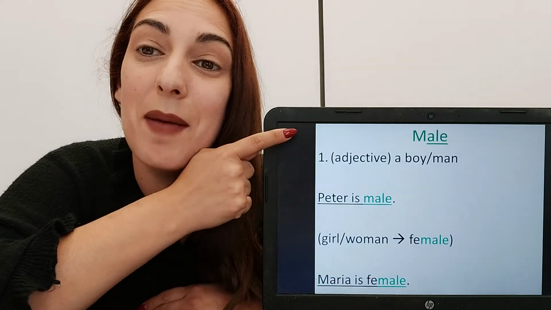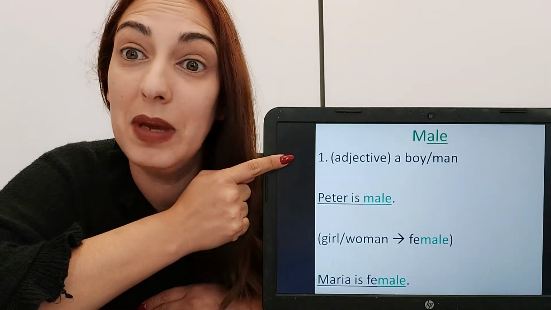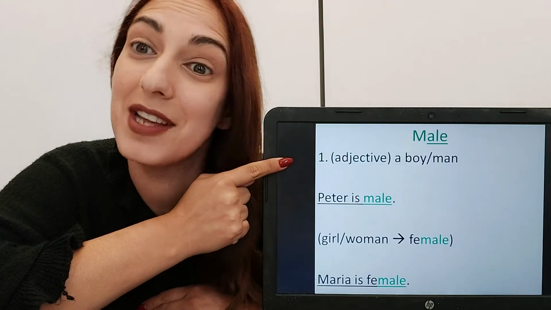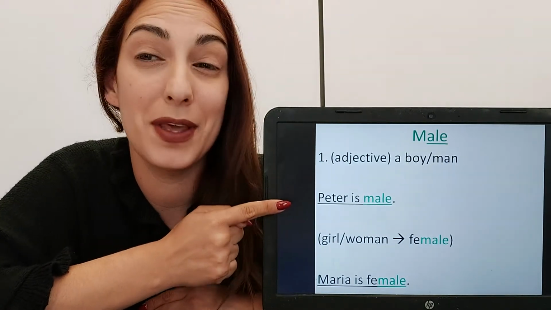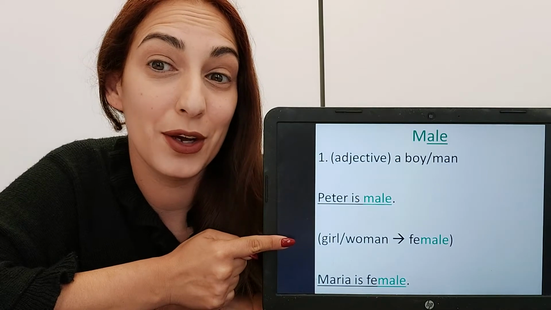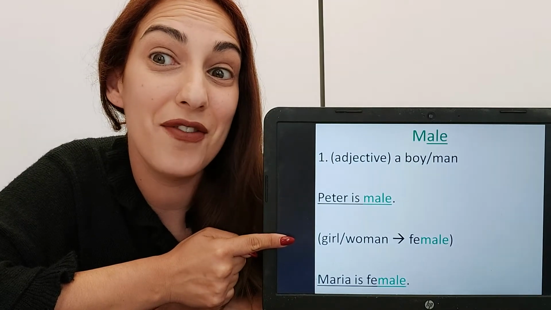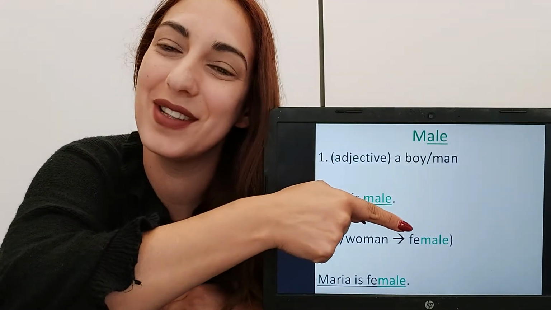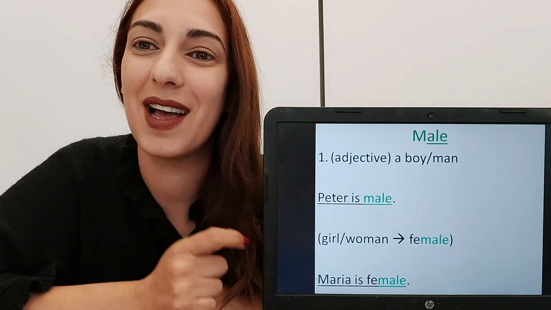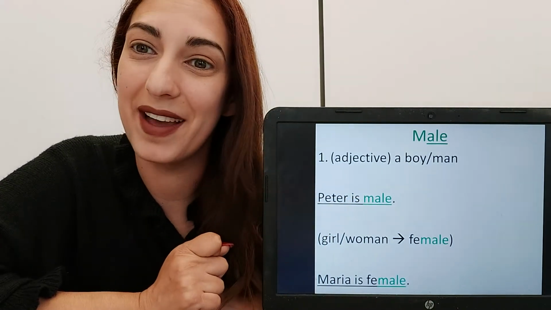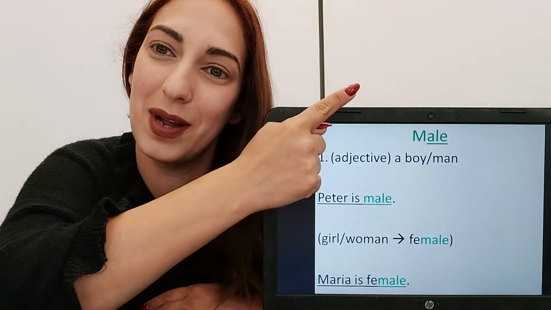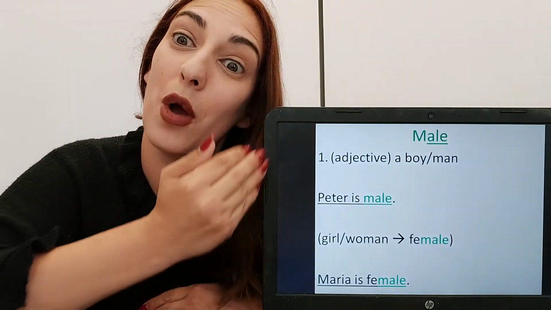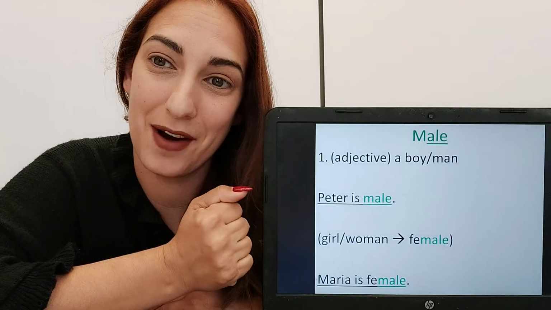Now male, M-A-L-E, means a boy or a man. It's their gender. And it's an adjective, of course. So Peter is male, but the opposite, which is a girl or a woman, is female. And that also has, as you can see, the word male inside. So Maria is female. Let's now compare this one to the previous one. So pause the video, go back to the previous slide and make a comparison.